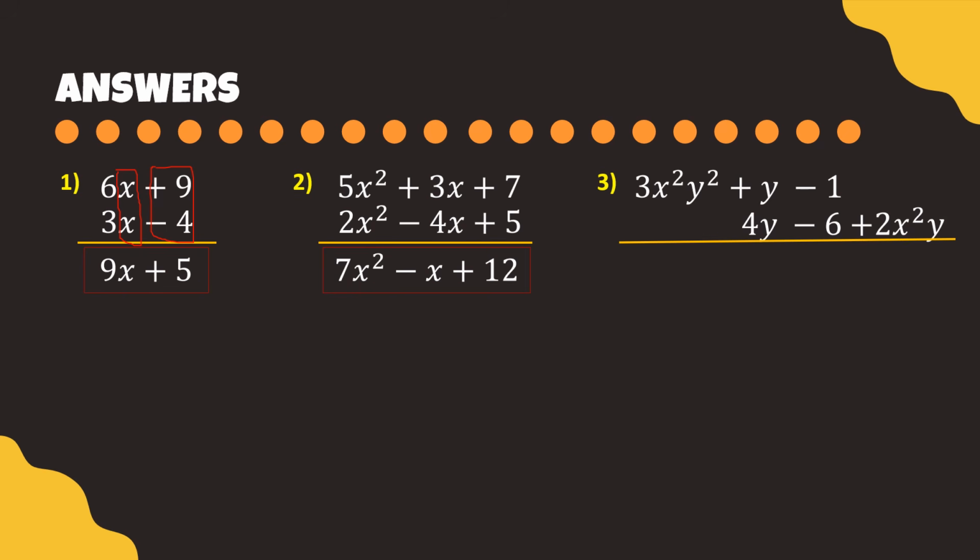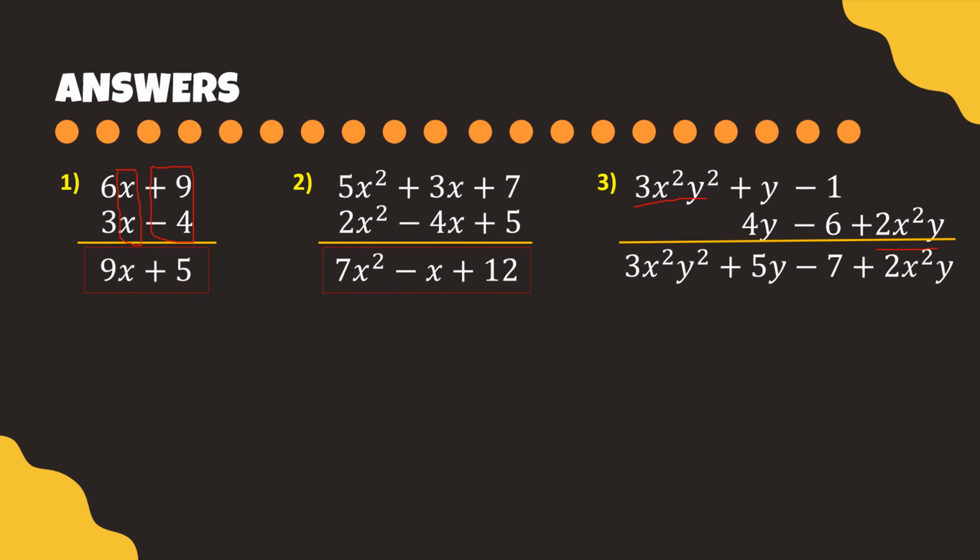Now, for number 3, look at the alignment. 3x squared y squared is set aside. It has no like terms. And so, with positive 2x squared y, it is also set aside because it has no like terms. So we are just going to add the y and 4y and also negative 1 and negative 6.